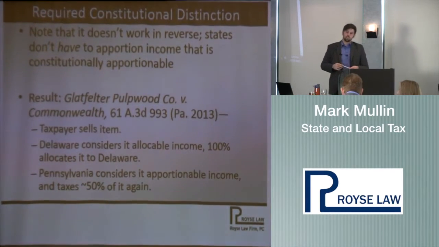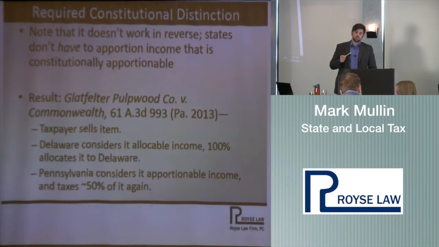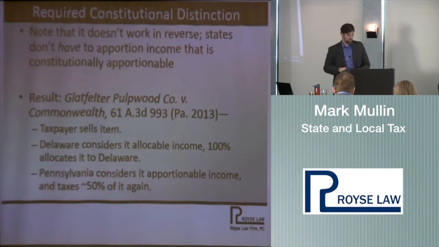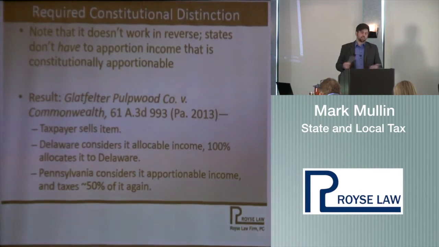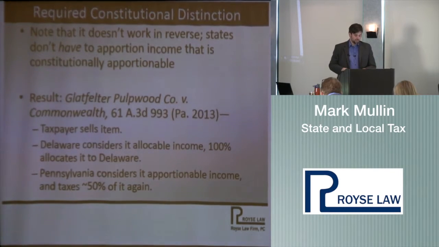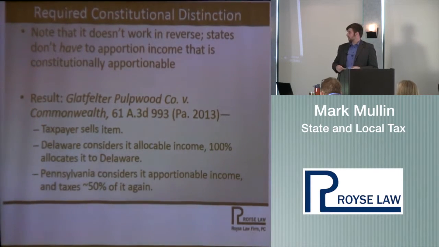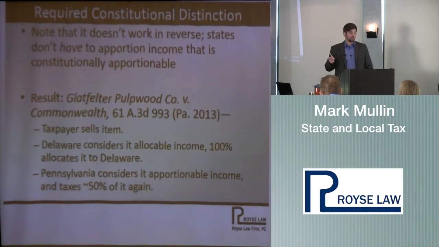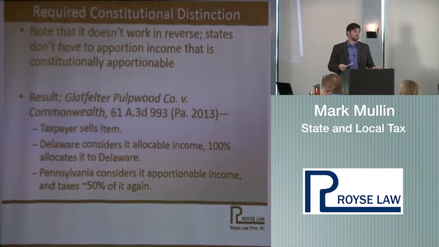So an interesting note is though you have to allocate certain income, you never as a state have to apportion income. So states love to abuse this in effect. Here's an example of a case where a taxpayer sells an item, Delaware considers it an allocable item of income, so it was due, 100% allocates it to Delaware.